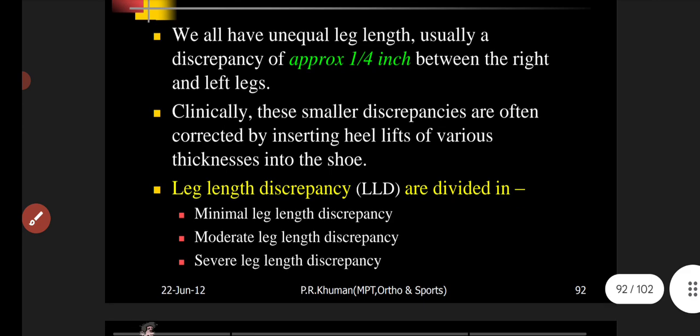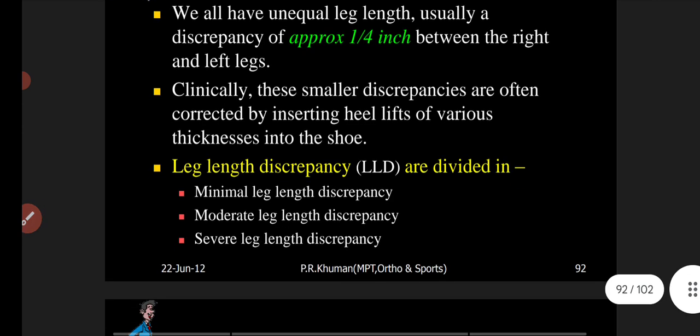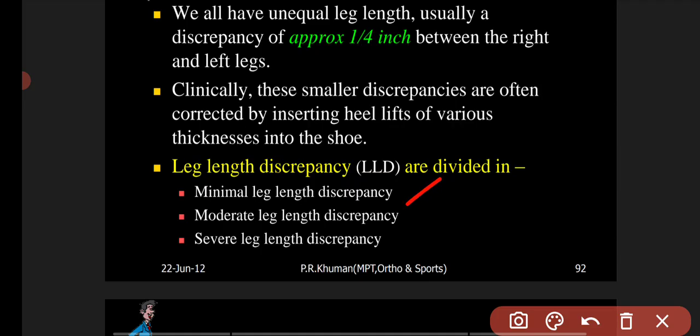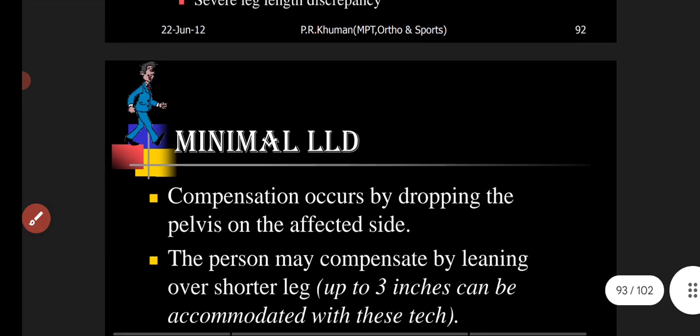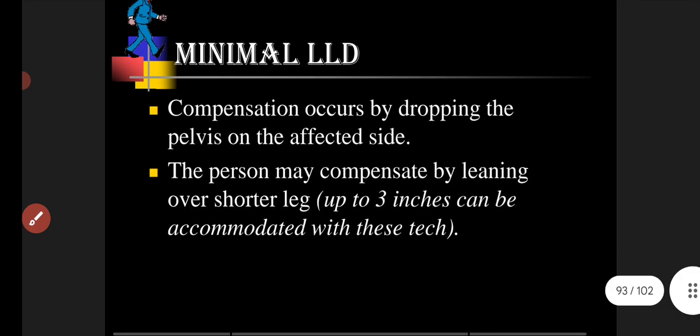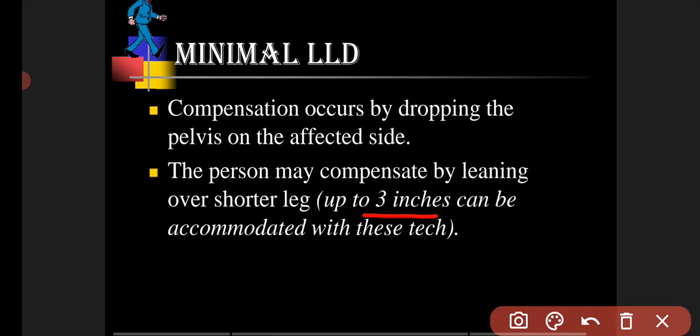Leg discrepancy is divided into 3 types: minimal, moderate, and severe. In minimal discrepancy, compensation occurs by dropping the pelvis of the affected side. The person may compensate by leaning over the shorter leg, up to 3 inches. It can be accommodated with this technique.